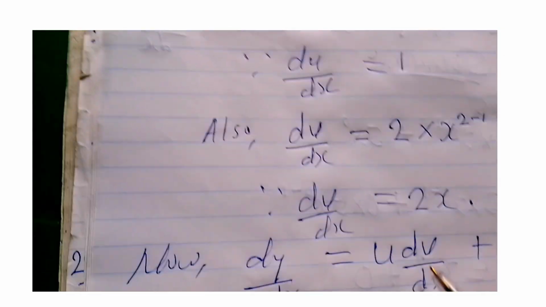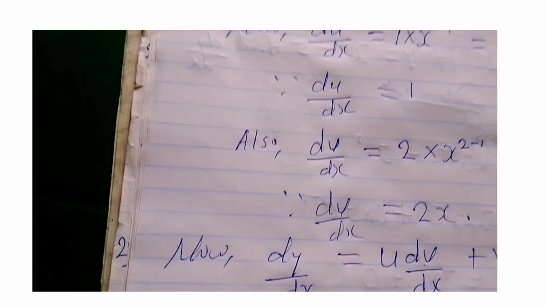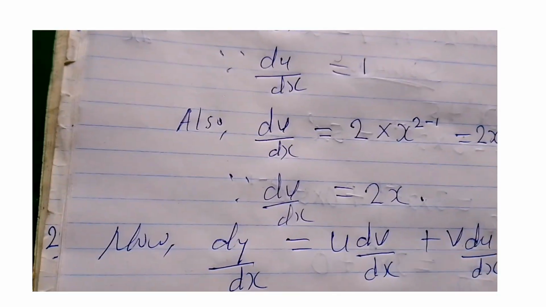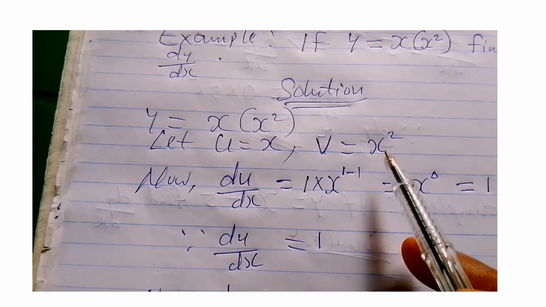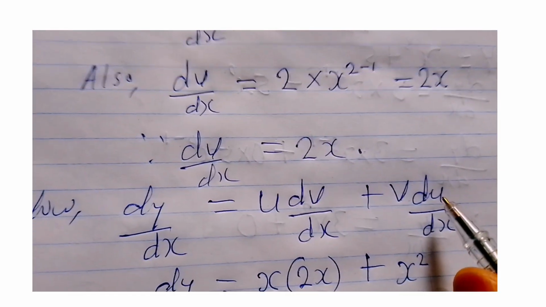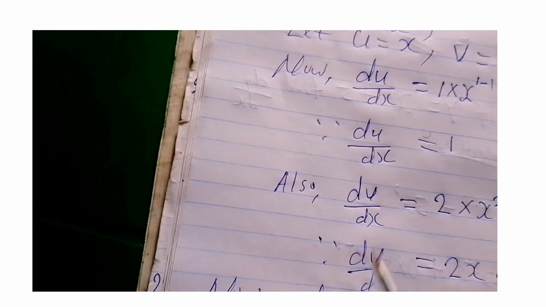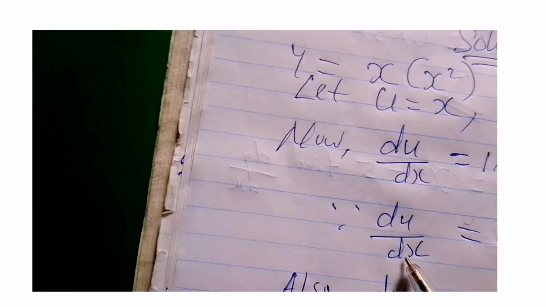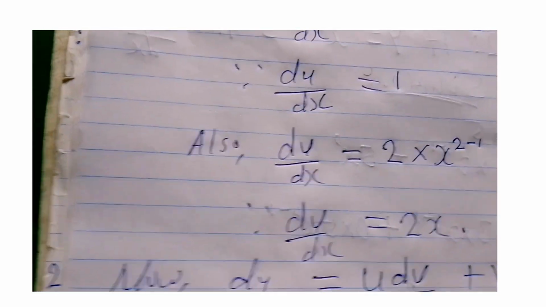Then our dv over dx is 2x. So you put multiplied by 2x. Then this plus here, put plus. Our v is what? x squared, right? x squared. Our du over dx is what? Check it. Our du over dx is 1. I hope you understand. That's nice.